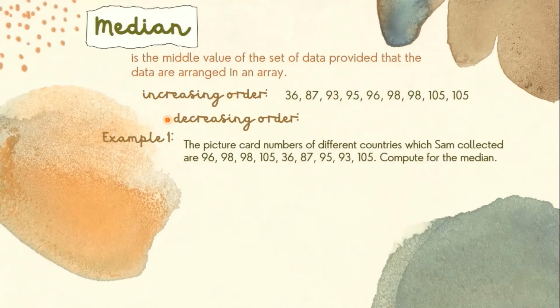While on the other hand, kapag decreasing order, it's the total opposite. We'll be starting from the greatest to the least value. 105 yung ating highest frequency up until sa ating lowest frequency, which is 36.